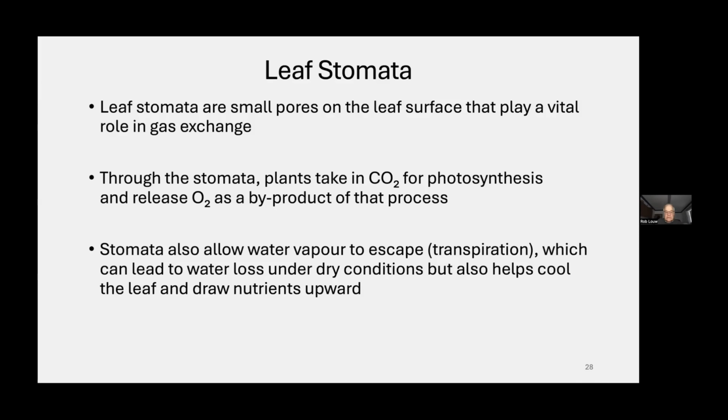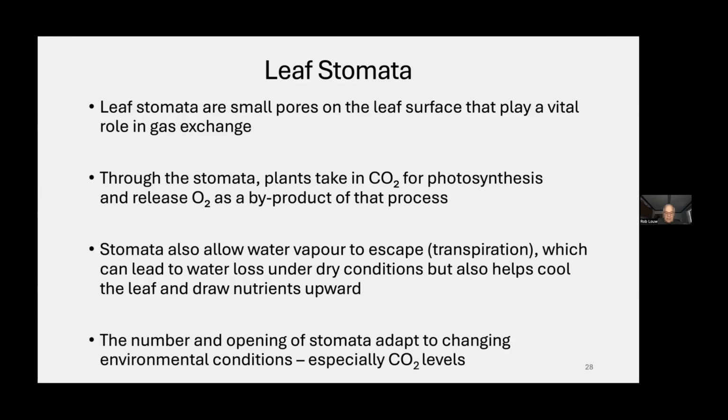But stomata also allow water vapor to escape, transpiration, which can lead to water loss under dry conditions, but also helps to cool the leaf and draw nutrients upwards. There is a problem: if the stomata allow too much water to evaporate, then the plant will suffer. The number and opening of stomata adapt to changing environmental conditions and especially carbon dioxide levels.